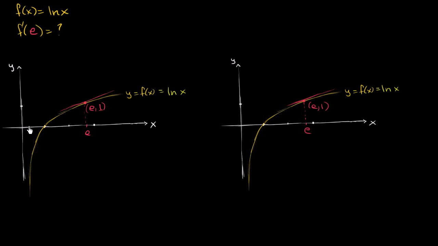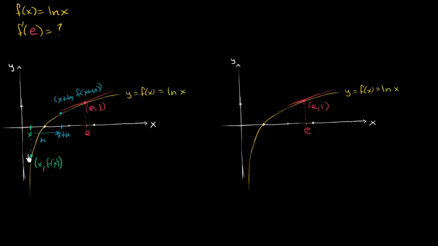So the formal definition wants us to find an expression for the derivative of our function at any x. So let's say that this is some arbitrary x right over here. This would be the point x comma f of x. And let's call this x plus h. So this distance right over here is going to be h. This right over here is going to be the point x plus h, f of x plus h.